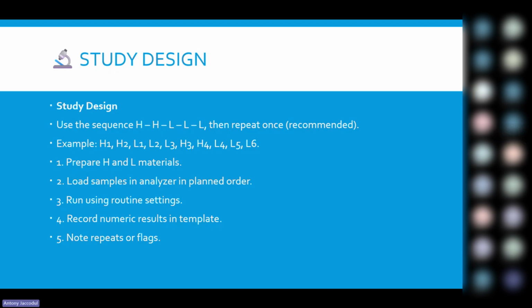So we said we prepared the high and low material. I think we already discussed that. And then we load them in the order that we've already planned. So you run your samples as per the routine testing. Ensure that on your analyzer, you always run your calibrations, you run your QCs, everything else is fine, just in the normal routine parameters. And then run the samples, the routine testing, and then you record the values that you have gotten in a template, and you need to note any repeats or any flags that you're able to observe.